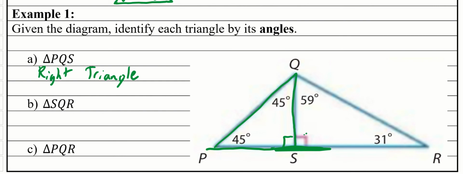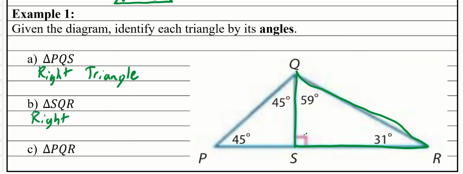All right, next one here, SQR. This time we just need to look at those 3 points, S, Q, and R. Now we're looking at the triangle on the right side, and notice we run into the same thing. Even though the other 2 angles are different, 59 and 31, there's still a right angle in there. And since there's still a right angle in there, that is still a right triangle. So still a right triangle, only need 1.